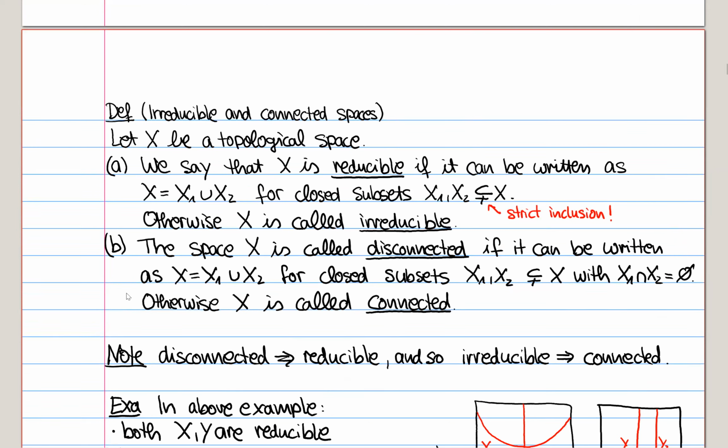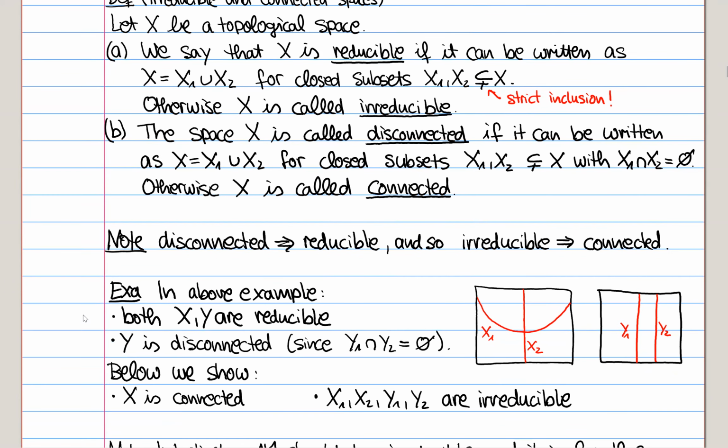But in any case, one immediate observation is that the condition of disconnected is strictly stronger than reducible, because it just has this extra part here. And so in particular, if something is disconnected, it's also reducible. Taking the negation on both sides, it means that if something is irreducible, then it is also connected. Just as a small remark.